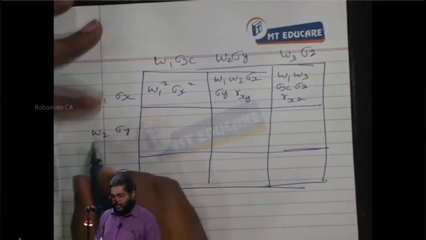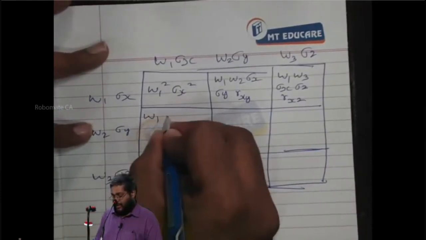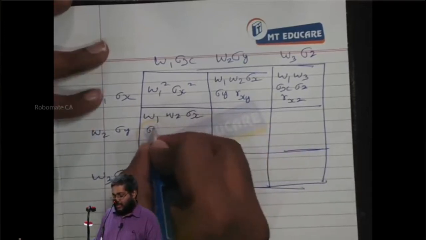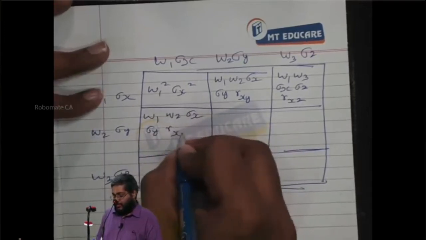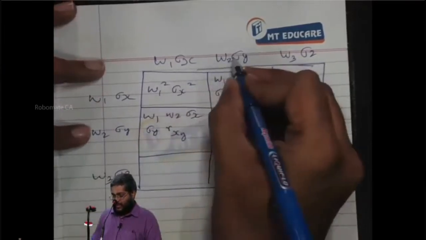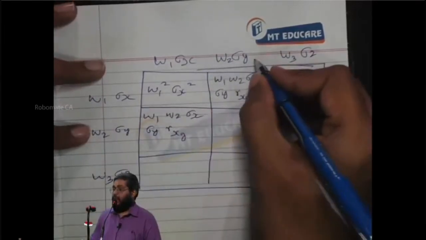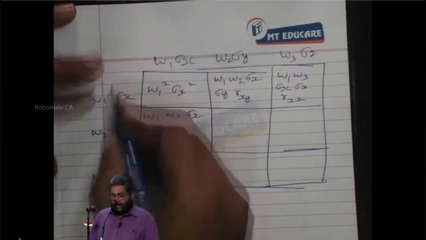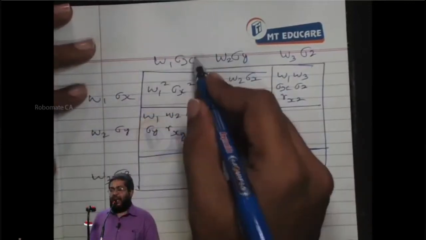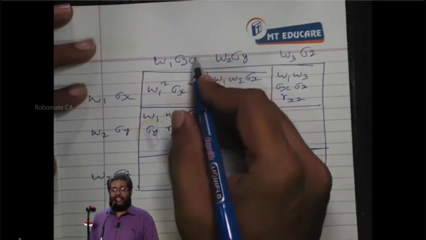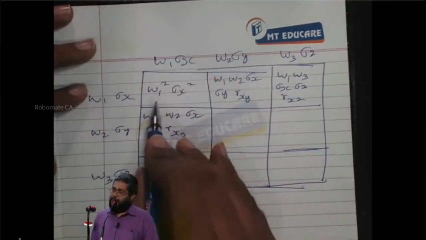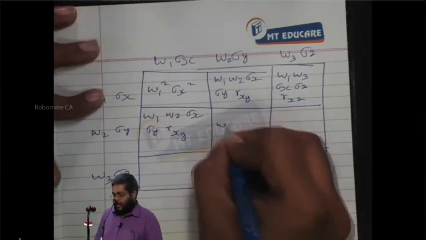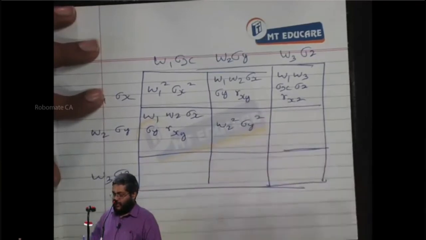Now, come to this. What is this here? W1, W2, sigma X, sigma Y, correlation of X and Y. What is this term? W2, W2, sigma Y, sigma Y. Correlation of Y and Y is what? 1. Here W1, W1, sigma X, sigma X, and the correlation of X and X is what? 1. That's why simply write W1 square, sigma X squared. Like this. This is going to be W2 square, sigma Y squared. Am I right or not?